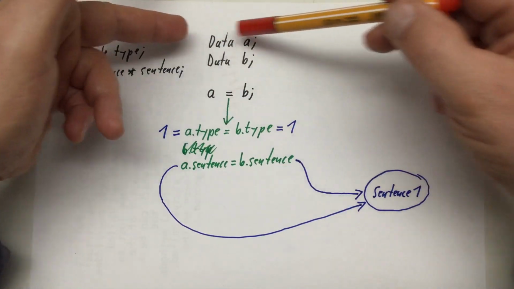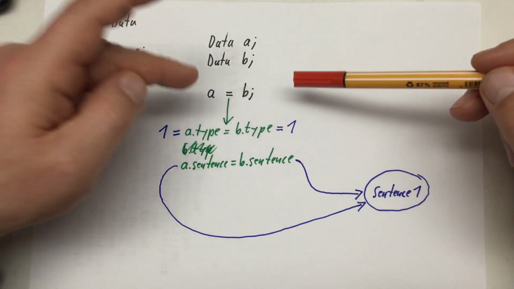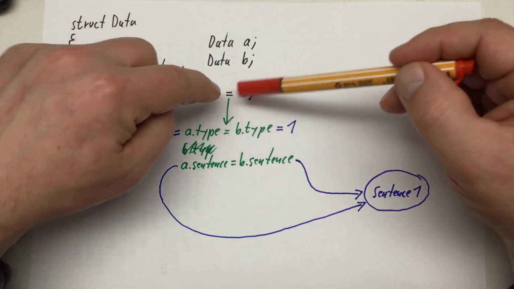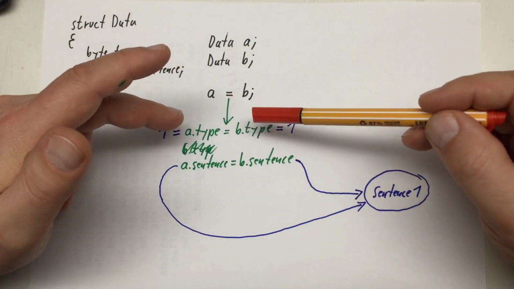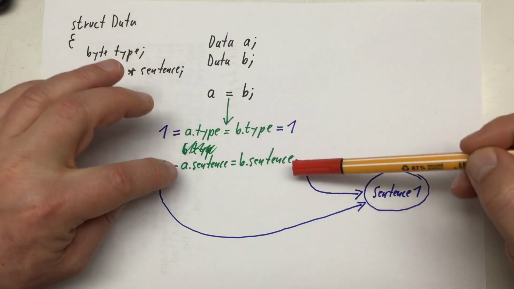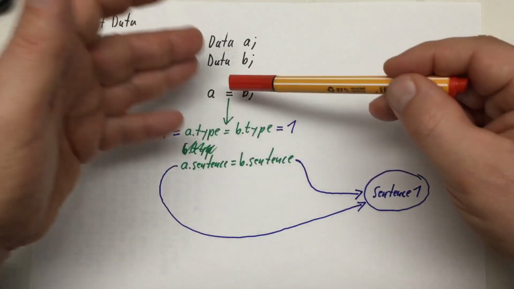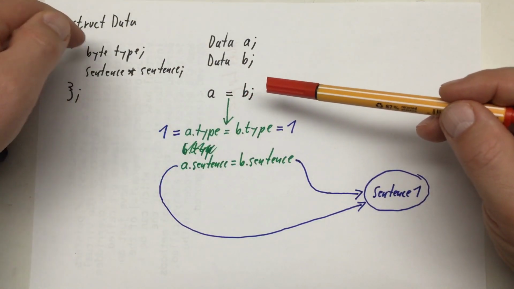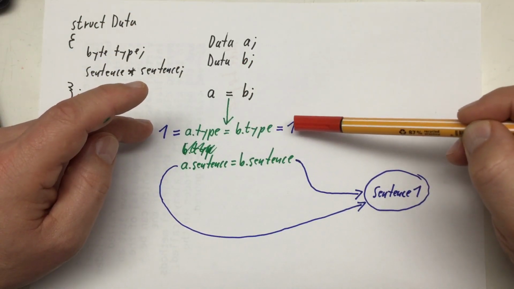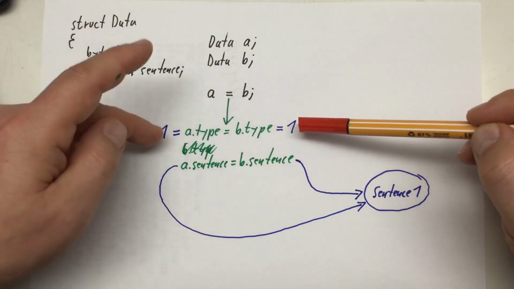Now let's assume we have two of these structs here declared, data A and data B, and we do an A equal B. So what does the compiler do with that assignment operator here? By default, it will translate that to an A type equals B type and A sentence equals B sentence. So it does an assignment operation for each member of the struct. So if B type was equal 1 in the beginning, then after the operation has finished, A type will be equal 1.